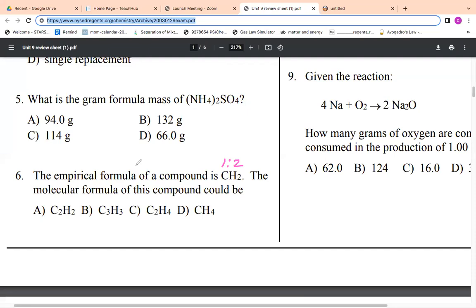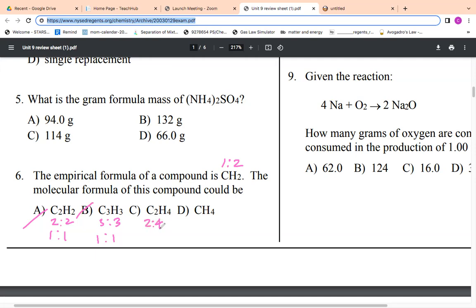So whatever this empirical formula came from, that molecular formula also has to have this ratio. So let's go ahead and look at the ratios of the choices that we're given. C2H2, that's a 2 to 2 relationship, where if we reduce that, that's 1 to 1. So it's not A. Same thing for B. This is 3 to 3. If we reduce that, it's just 1 to 1. So that also doesn't make sense.